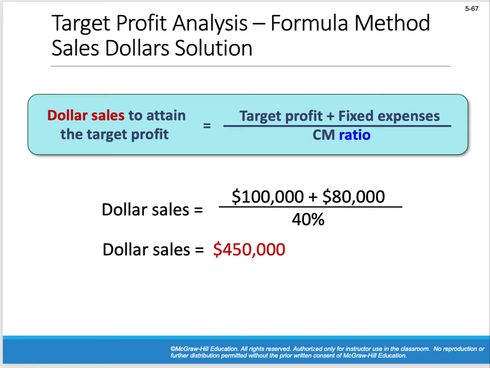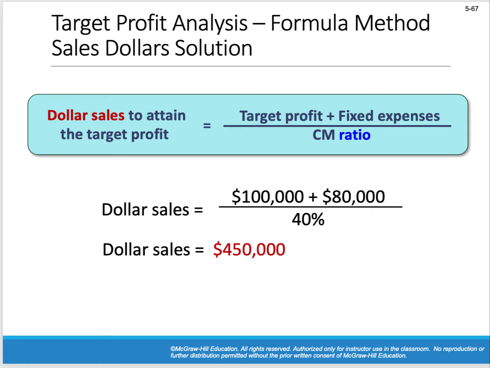Basically, to figure this out, I just take the break-even point equation, the sales dollars to attain a break-even point, and I just add target profit. That's all I do. Target profit plus fixed expenses divided by the CM ratio. I see that the sales dollars I need to achieve a target profit of $100,000 has to be $450,000. No difference really between the equation method and the formula method. The answer is always going to be the same.